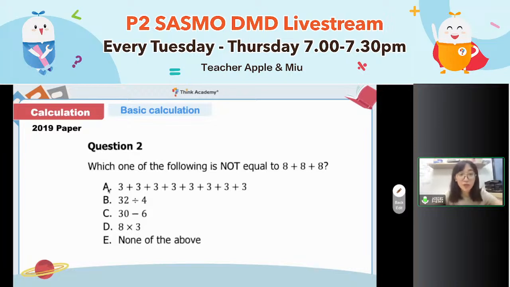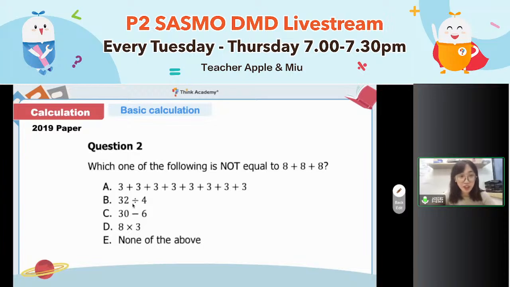What about option A? Let's have a look. 3 plus 3 plus 3 plus 3 plus 3 plus 3 plus 3 plus 3. Wow, such a long equation. Okay, so what is the final answer? Actually, it is also 3 times 8, right? Because you can see we have 8 threes here. You just add all of them together, which is the same as the multiplication 3 times 8.